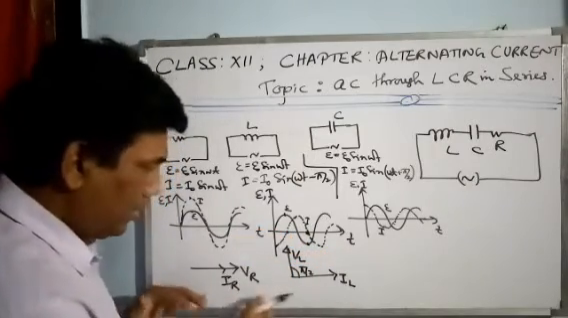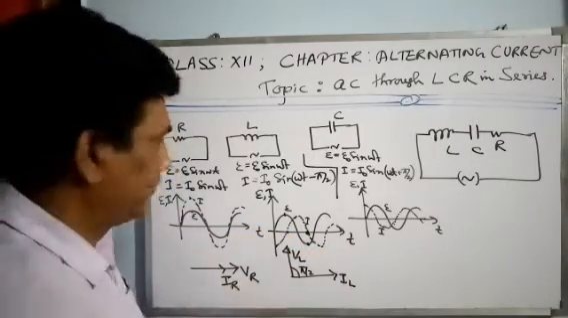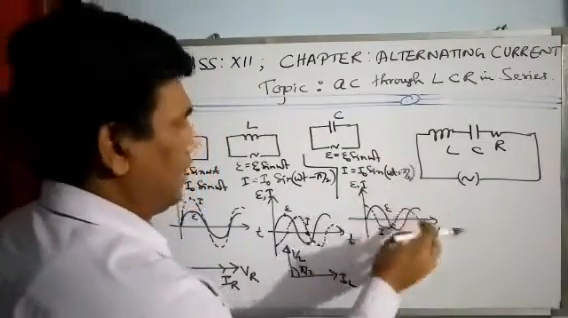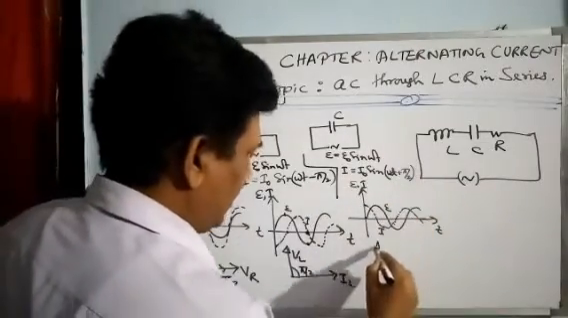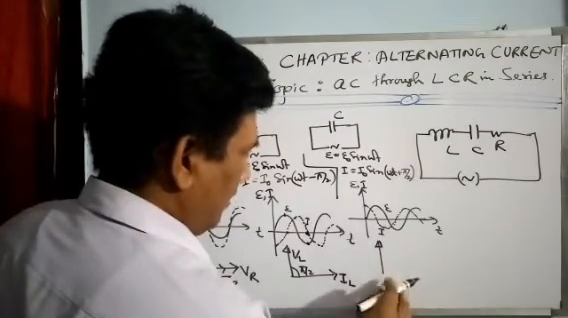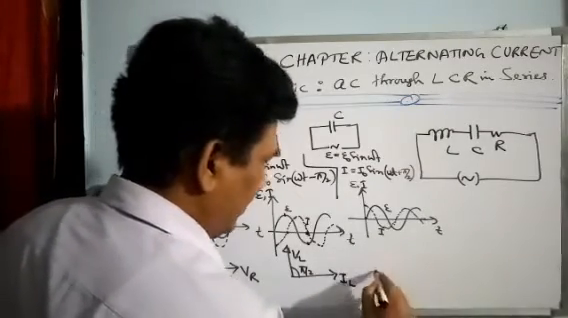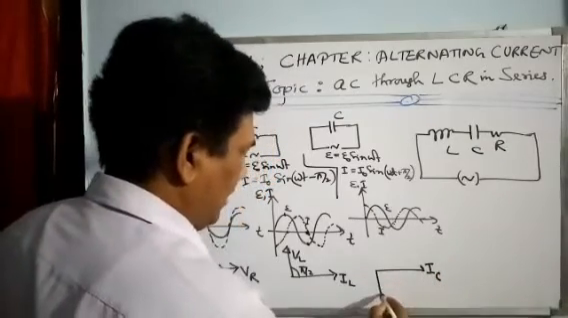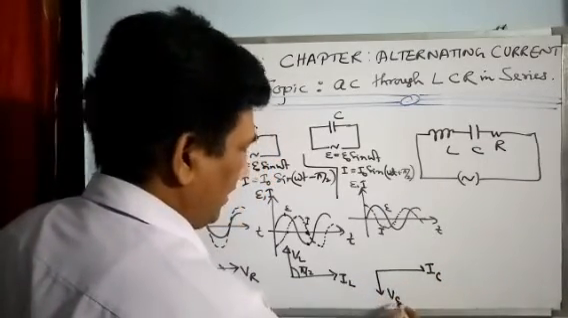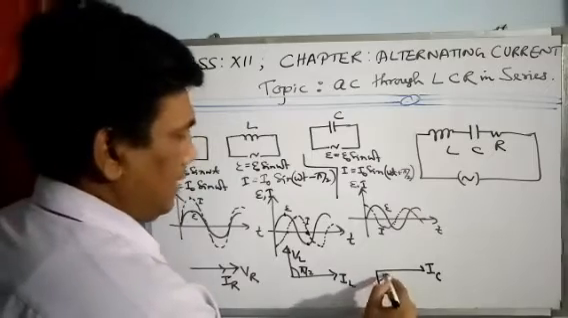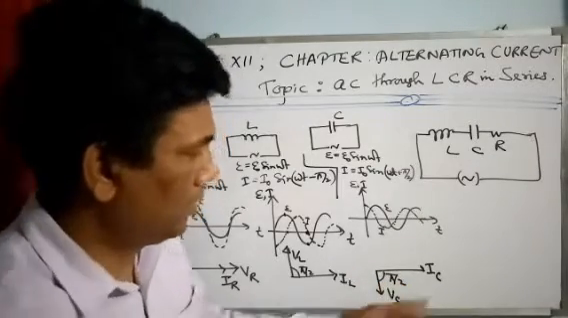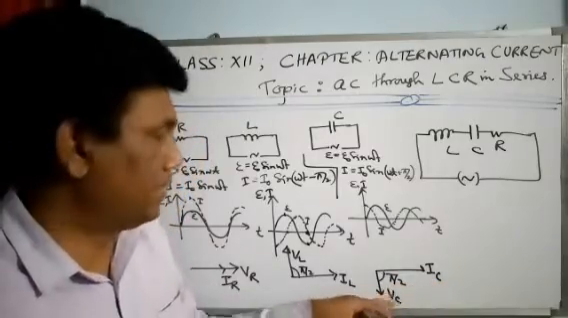But why am I drawing it this way? I'll explain. In the case of a capacitor, current leads the voltage. So if this is the current through the capacitor, this will be the voltage through the capacitor, because current leads the voltage by pi by 2. Current leads the voltage by pi by 2, na?